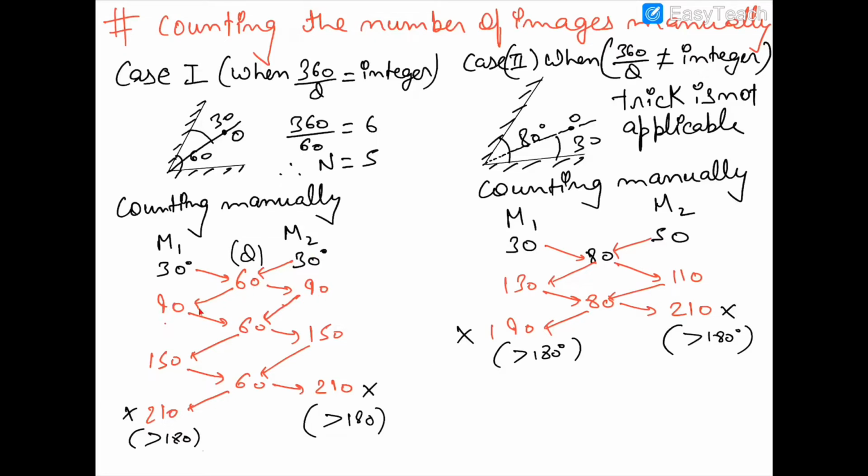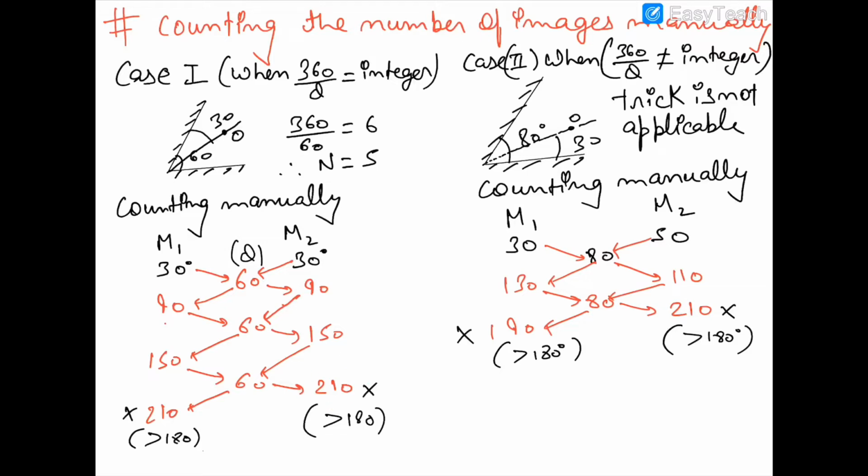Again we add theta, the angle between the mirrors, to this angle. 90 plus 60 is 150. And now again we add theta: 150 plus 60 is 210. Now we cannot move further because this angle 210 and this angle 210 is not possible. These are the angles at which there is a possibility that an image will be formed.